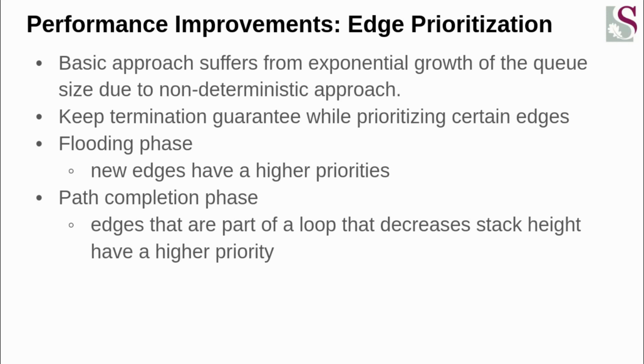So we did this by turning the queue into a priority queue. In the flooding phase, this meant that new edges that are covered have a higher priority than going over an edge that we've already seen before. In the path completion phase, this was a bit more complicated. We essentially checked which edges were part of a loop, and then we prioritized the edges that were part of the loop that decreases the stack height the most.